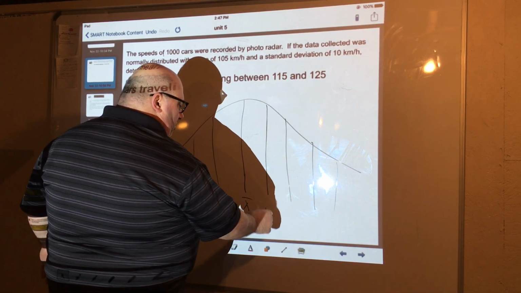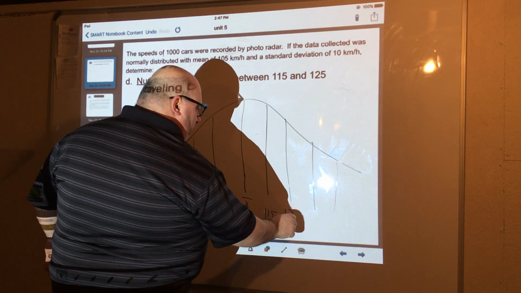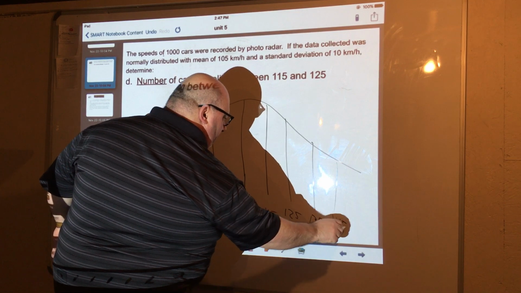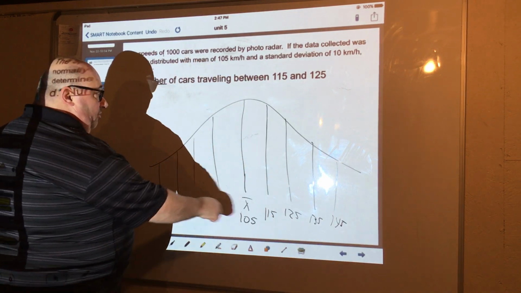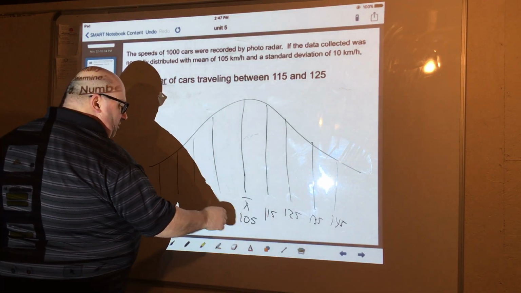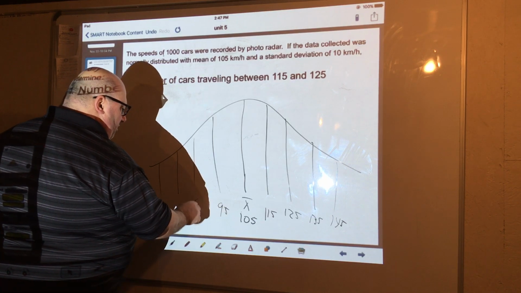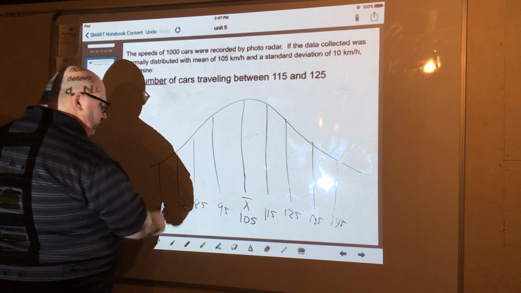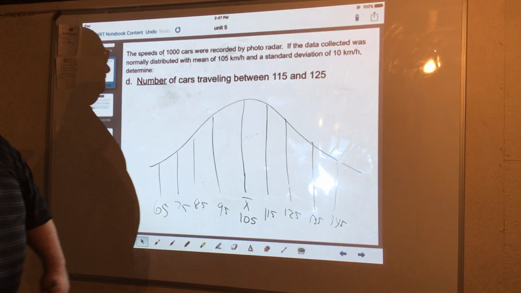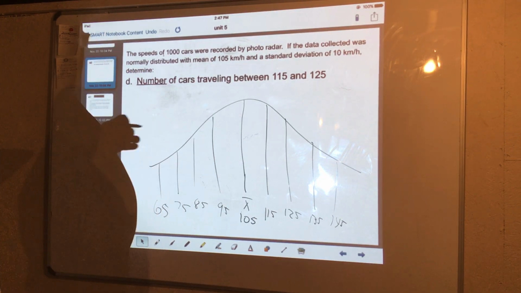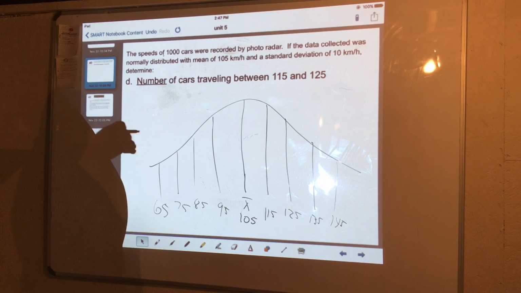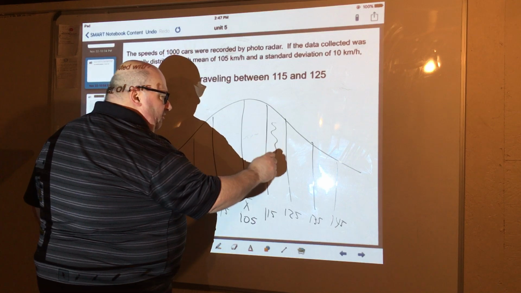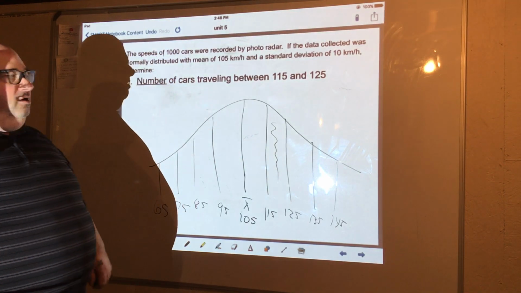So the next one will be 115, 125, 135, 145, speeding, and then coming back the other way: 95, 85, 75, and grandpa over here at 65 kilometers an hour. So we want to know the number of cars traveling between 115 and 125. Well, that's this spot in here, right?